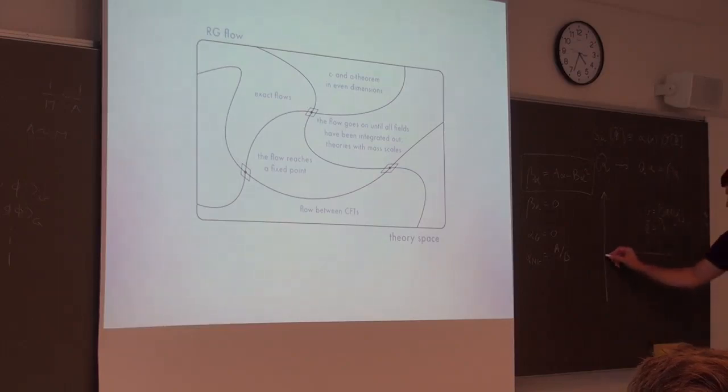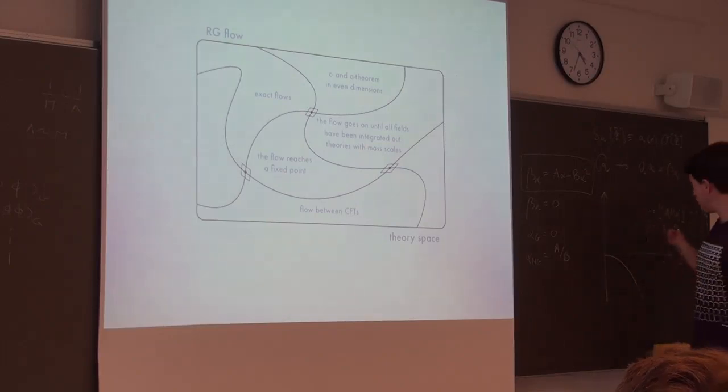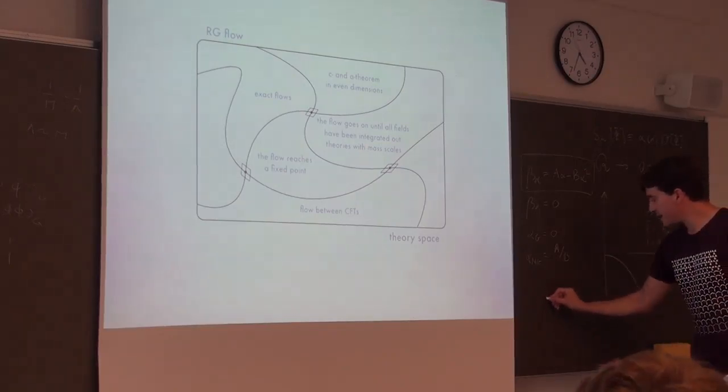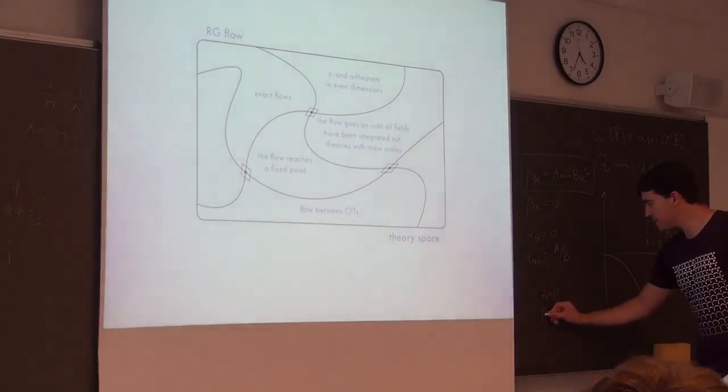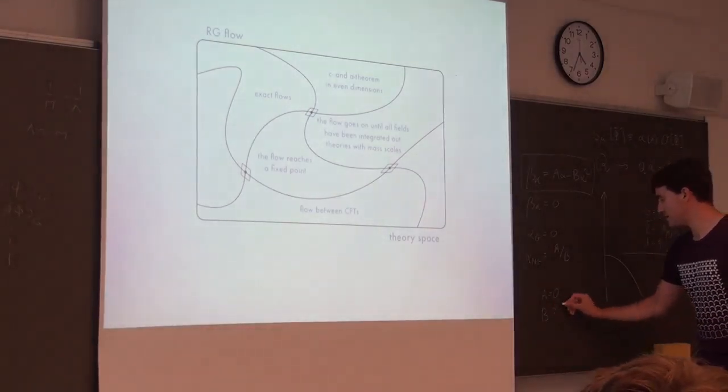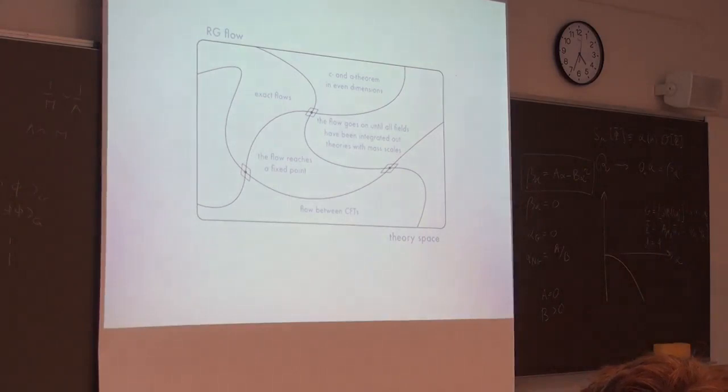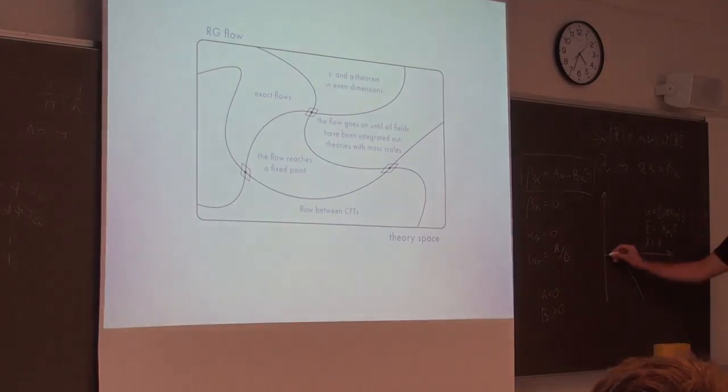In any case, what is found in this case is that the beta function has this shape. Okay? So in this case that we're considering here, A is equal to 0, and B is a positive number. It is written like that. So this is the A and B which come out from this set of data. So in this case, if I take my coupling at some scale, I will flow in this direction. So I will reach the Gaussian fixed point in the UV.